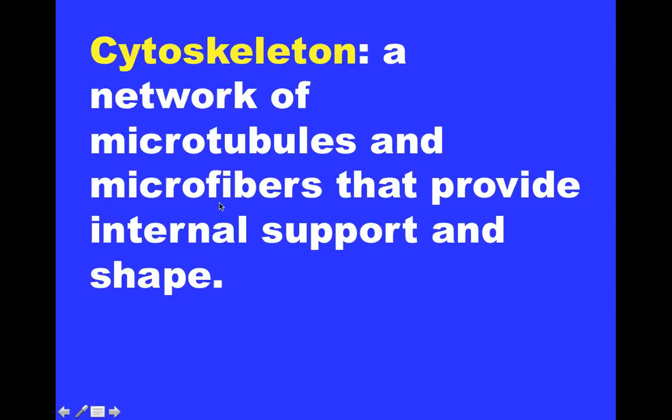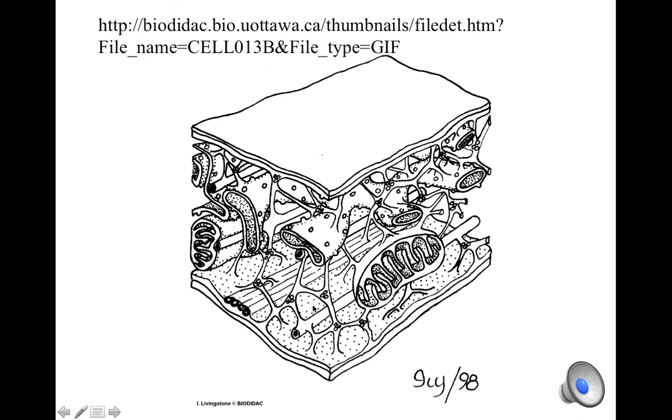Finally, the entire cell has an internal support, a network of microtubules and microfibers, kind of like scaffolding that's put up against a building by people who are working on the building, and they provide an internal support and shape. This is called the cytoskeleton. So keep in mind that we've got the two words cytoplasm and cytoskeleton now. What do you think the word cyto means? We will discuss that in class.